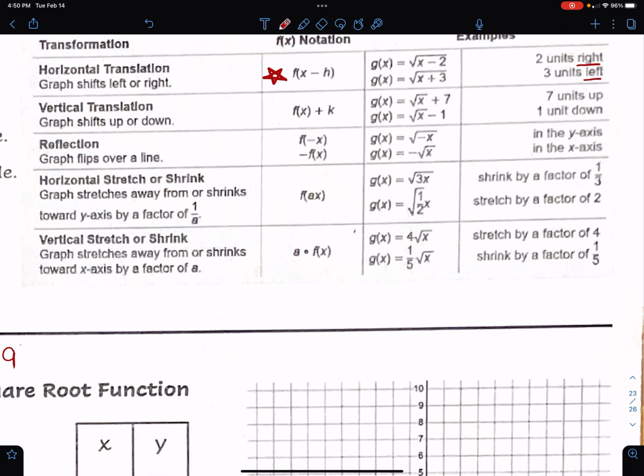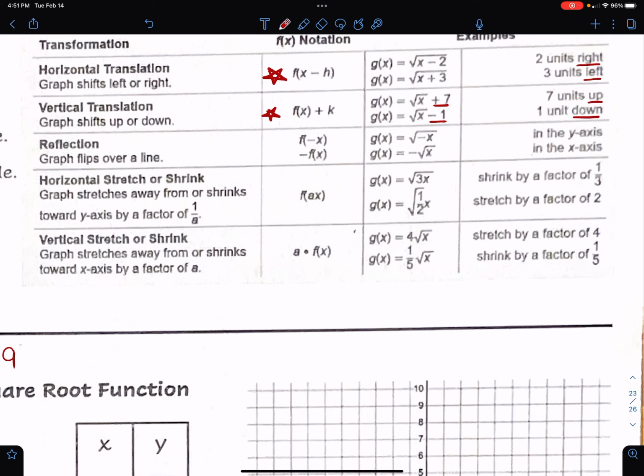We are also going to be using vertical translations. Vertical translations is adding or subtracting a number, but this time it's not under the radical. It's actually outside of the radical, after it. So that is how it's normally written. If it's a +7, or a positive value, it's going to go up. If it's a negative value, it'll translate down.